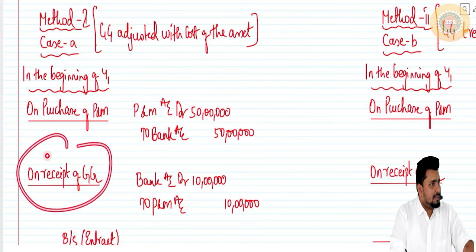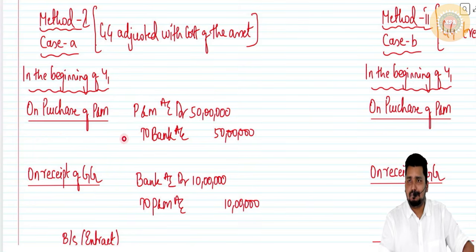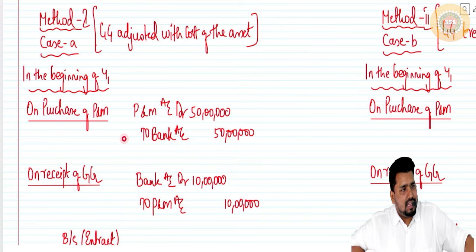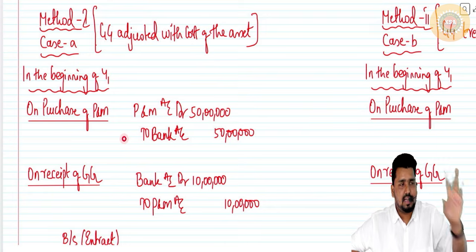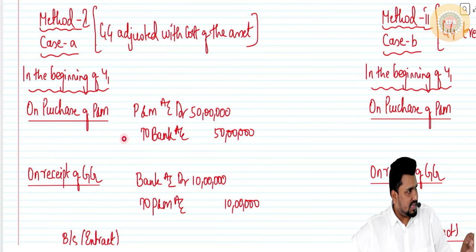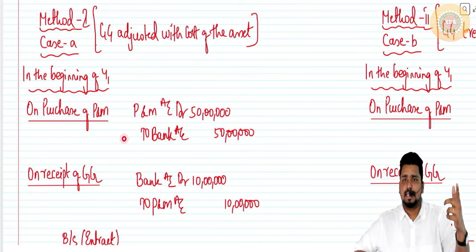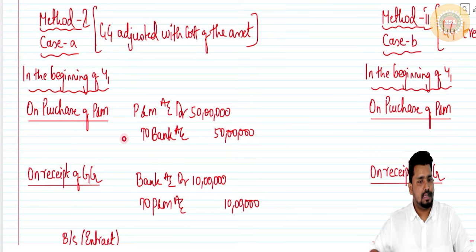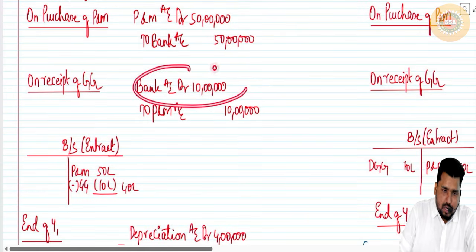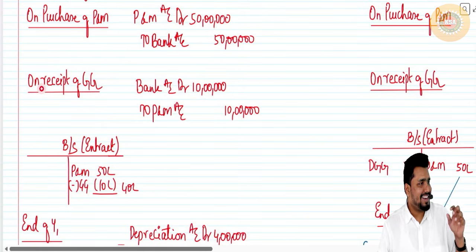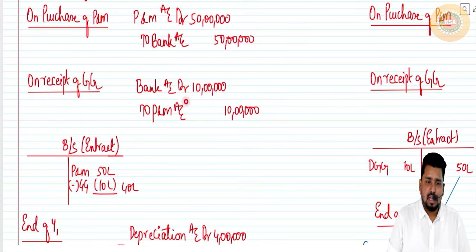Now, we are receiving the government grant. When we receive the government grant, will the bank balance increase or decrease? The bank balance will increase. When the bank balance increases, we have to debit. Correct or wrong? Correct. When you receive the government grant, the bank balance will increase. When the bank balance increases, debit or credit? So, debit bank account. Bank account debit to.